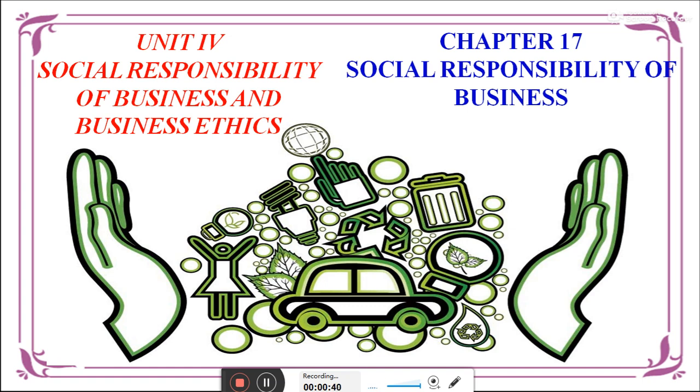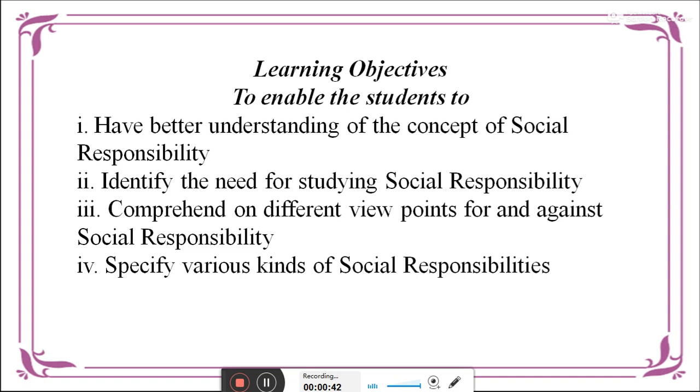First of all, we will see what are the things we are going to discuss in this class. First one, have a better understanding about the concept of social responsibilities. Social responsibility பற்றி நம்ம அண்டர்ஸ்டாண்ட் பண்ண போகிறோம். Then identify the needs of study among the social responsibilities. Next, combine different viewpoints for and against social responsibilities. Next, various kinds of social responsibilities. These are the things we are going to discuss in this class.